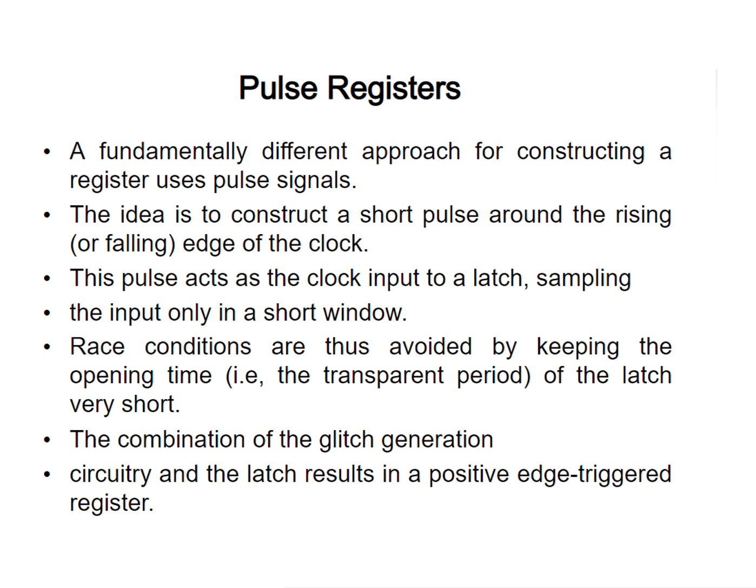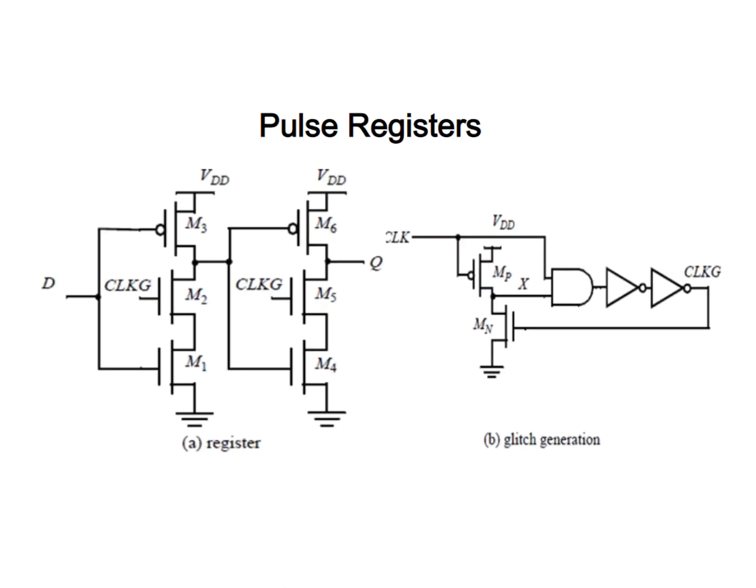Master slave configurations can be used in this. A fundamentally different approach for constructing a register uses pulse signals. The basic idea here is to construct a short pulse around the rising edge of the clock, and this pulse acts as a clock input to the latch, sampling the input only in the short window. The race conditions are avoided by keeping the opening time of the latch very short, and the combination of glitch generation circuitry and latch results in a positive edge triggered register.